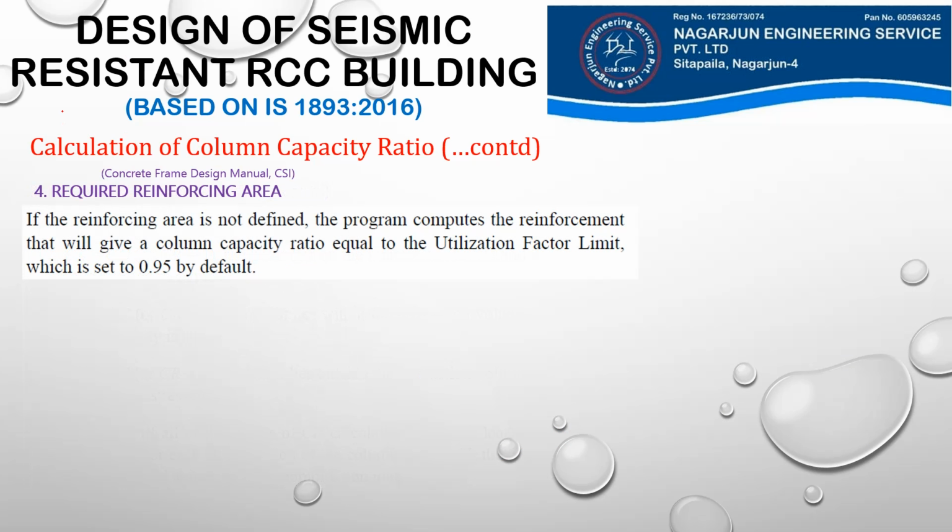And finally, the software calculates the reinforcing area. In our design of columns, the reinforcing area is not defined at the beginning. So the program computes the reinforcement that will give a column capacity ratio equal to the utilization factor limit, which is 0.95 by default. For the maximum utilization factor limit, that is 0.95, the column gives us the reinforcing area of that column. So in this way, the design of our column is complete.